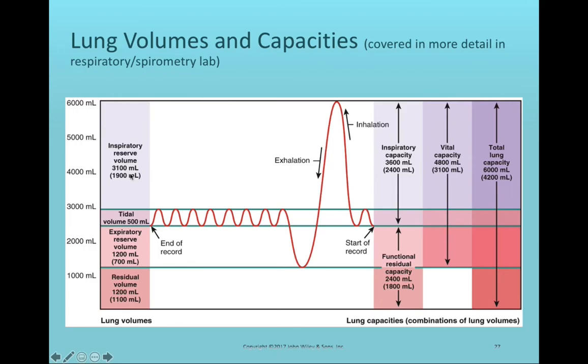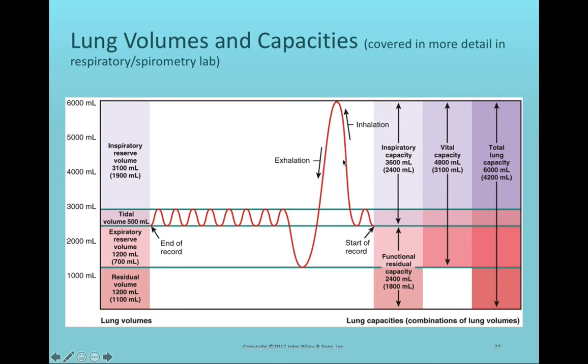So to demonstrate these 3 lung volumes, we see a spirometer tracing shown right here. A spirometer is a device that will measure volumes in the lungs. And what the spirometer is measuring is volume over time. So as this red line goes up, that indicates that more air is being pulled into the lungs. And as the line goes down, that's going to indicate more air being pushed out of the lungs.